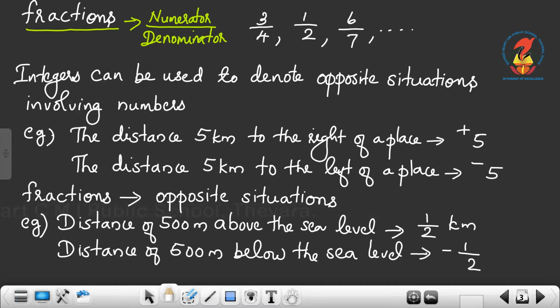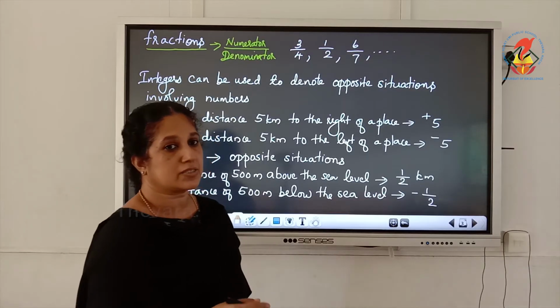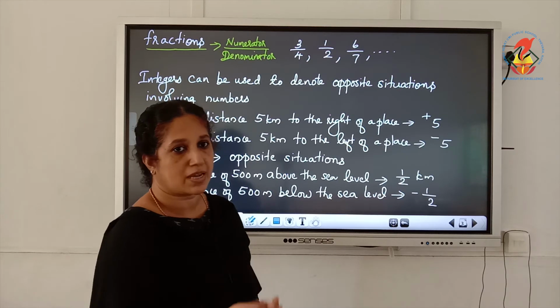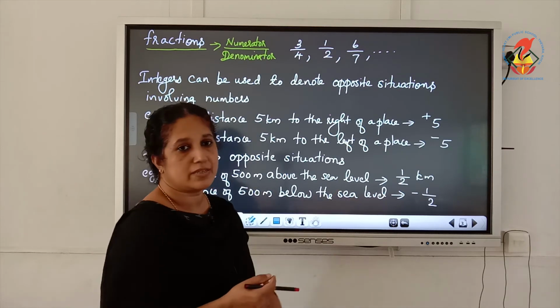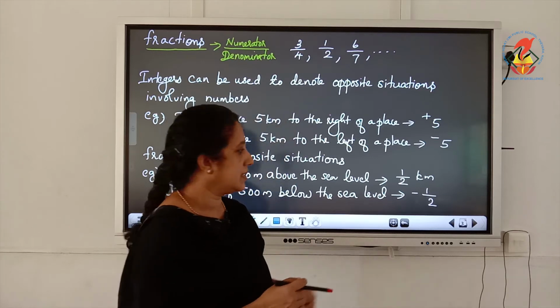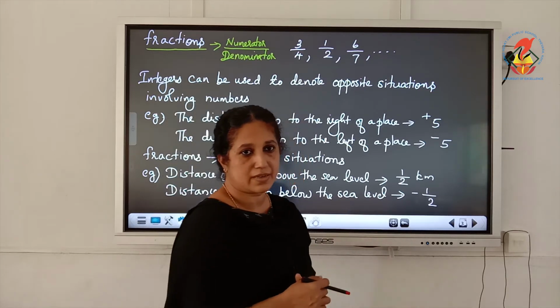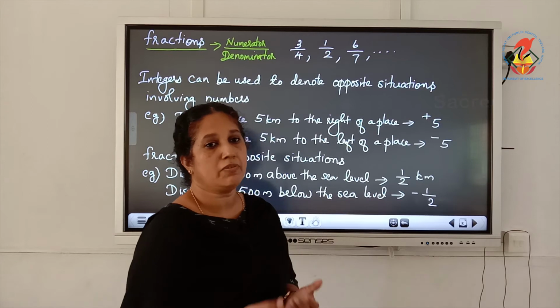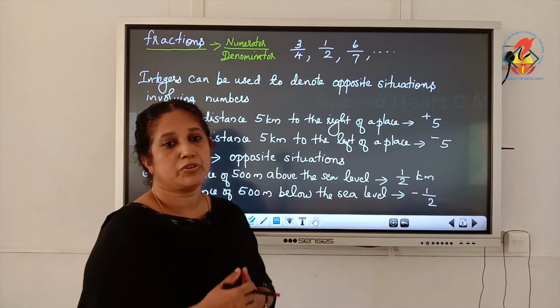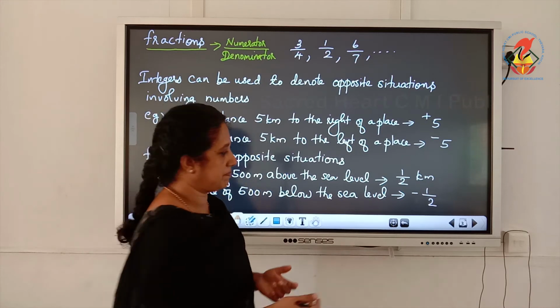Negative 1 by 2. So, what about these numbers? Whether they are included in the collection of numbers like integers, whole numbers, natural numbers? Is negative 1 by 2 an integer? No. Is it a fractional number? No. So, we have to include these type of numbers also. So, we have to extend our number system.